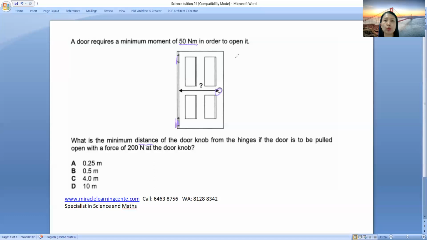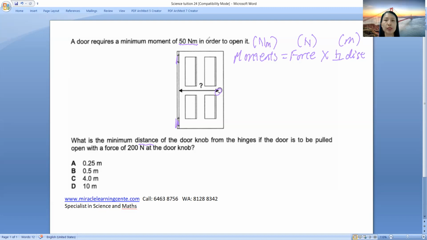Okay, we know that for moments, the formula is force times perpendicular distance from the pivot. Okay, it's a perpendicular distance from the pivot. The units for moments is Newton meter. The units for force is in Newton. And the units for distance is in meters. Remember to convert all your units to the SI units. And the distance is a perpendicular distance from the pivot.